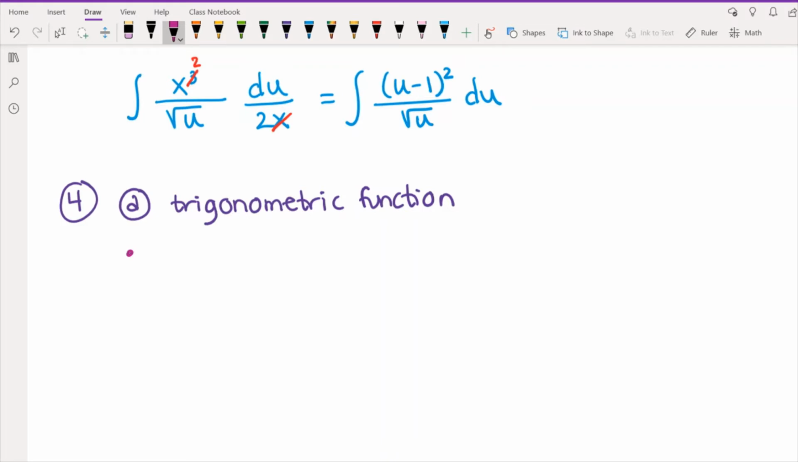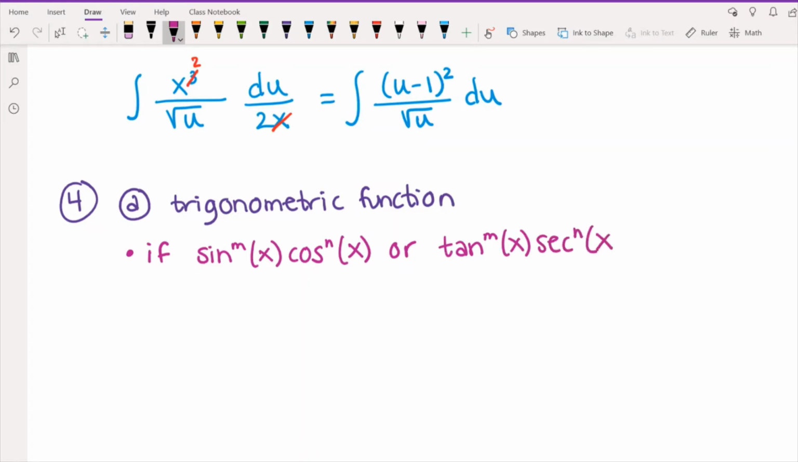So one type of format that we've seen is that if you have an integrand that looks like sine to the m of x times cosine to the n of x, or tangent to the m of x times secant to the n of x, you're basically going to use trig identities and substitution.